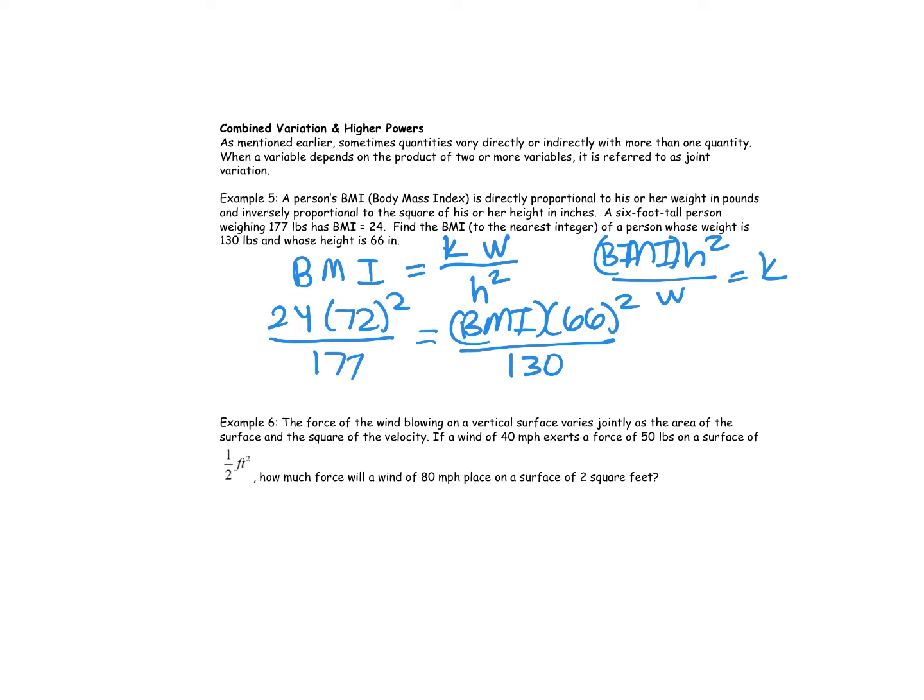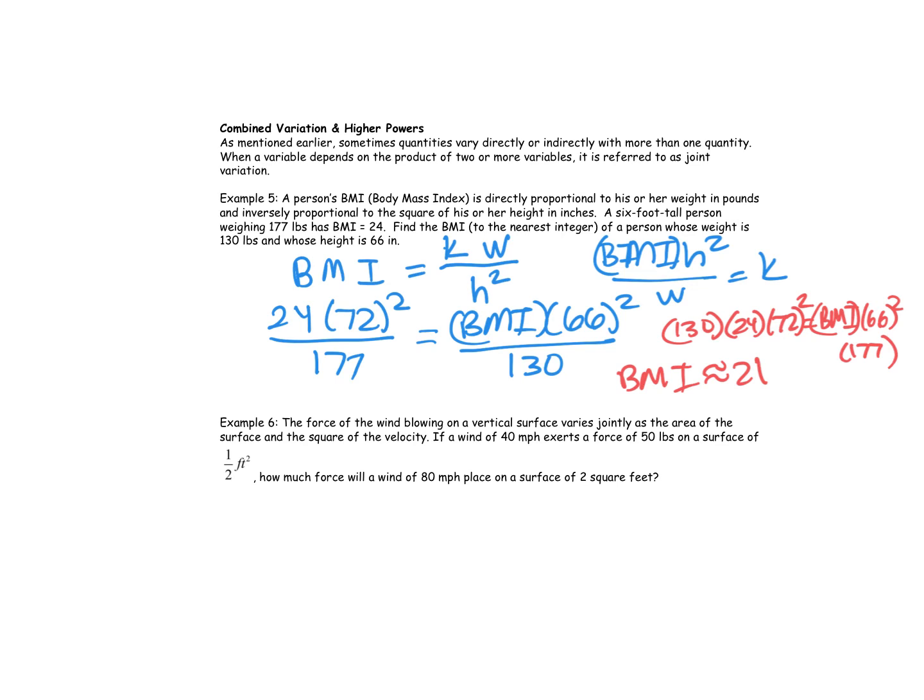And so you would cross multiply here. So you're going to be doing 130 on your calculator, by the way, times 72 squared equals BMI times 66 squared times 177. So then when you divide, after you multiply the left side and divide by that right side, you should get the BMI to be about 21 if we round it to the nearest whole number.